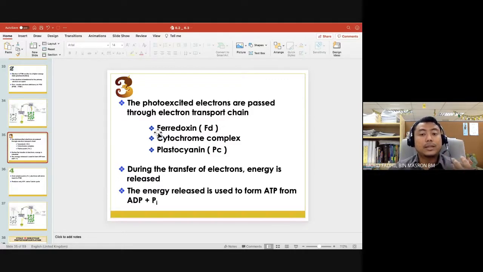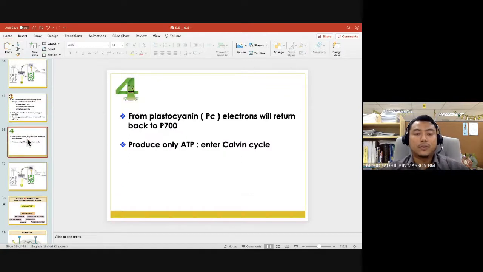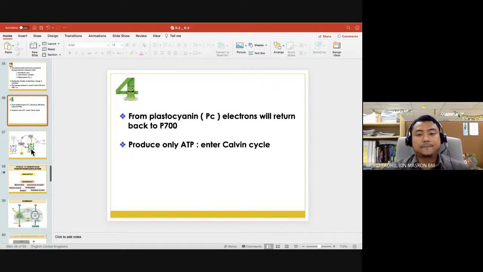Okay, so now the P700 plus, and the photoexcited electrons are passed through the electron transport chain, ferredoxin. Tapi dia punya transport chain dah ferredoxin, cytochrome complex dan plastocyanin. So dia tak ada plastoquinone. Macam tu, okay. And during the transfer of electrons, energy is released. Iaitu untuk hasil ATP lah, the energy released is used to form ATP daripada ADP plus inorganic phosphate. So from plastocyanin, the electrons will return back to P700, producing only ATP that will enter the Calvin cycle. So maknanya dia tak hasilkan NADPH lah untuk Calvin cycle.